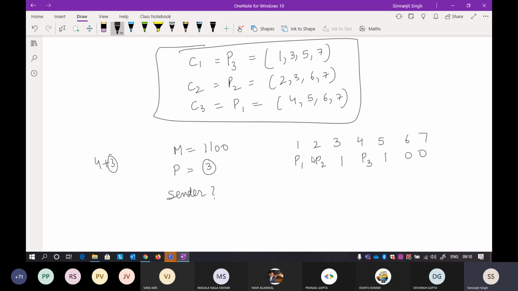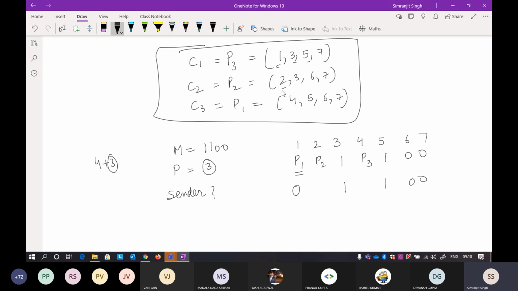You do not have to do anything else because we already know the parity bits. Parity bit 1 will be set based on these 3 positions, that is 3, 5 and 7. 3 is 1, 5 is 1, 7 is 0. It is even parity, so you have to add a 0 here.